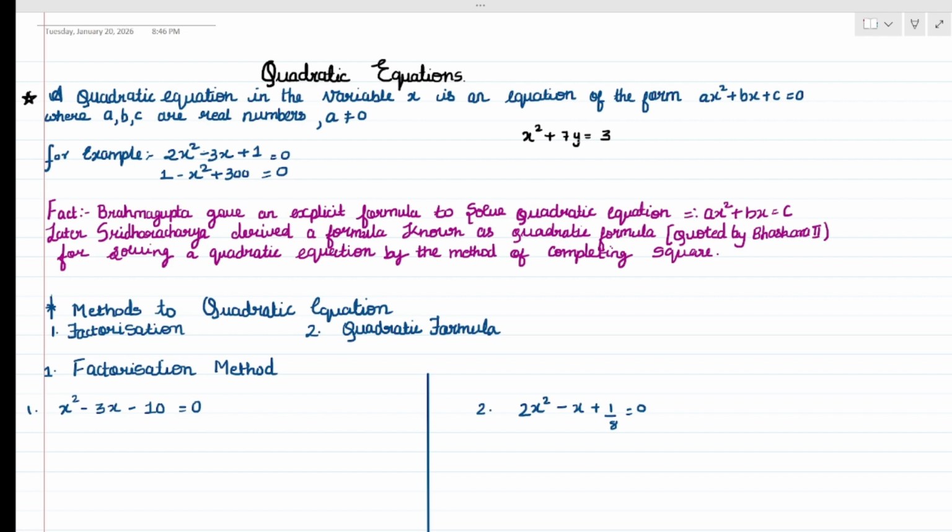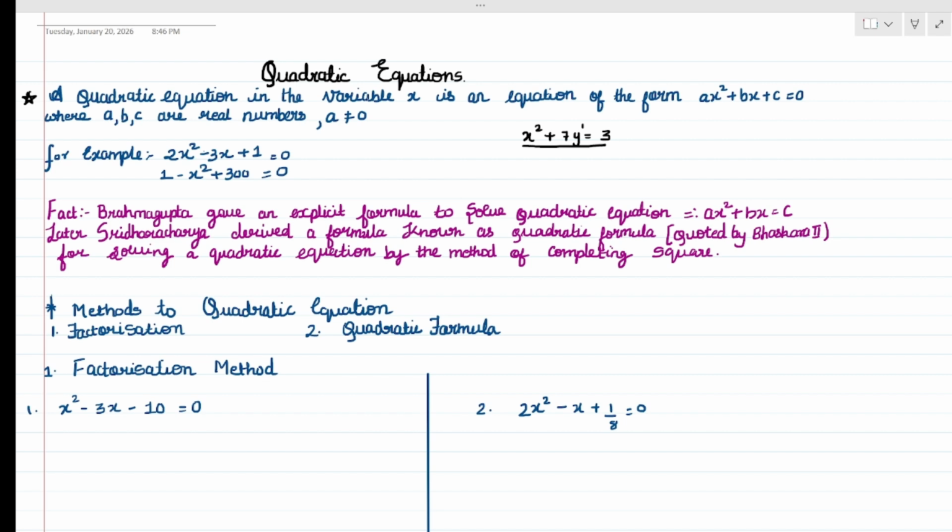First is x and second is y. And the power of my equation is 2. How can you say the degree of this equation is 2? Because the largest power used over here is 2. Okay, x has the degree 2 whereas y has the degree 1. So this type of equation is called a quadratic equation.